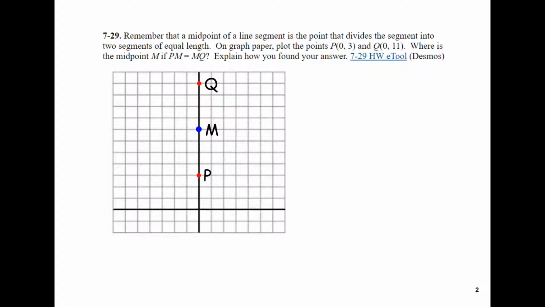7-29 says, remember that the midpoint of a line segment is the point that divides the segment into two segments of equal length. On the graph paper below, I plotted point P at the ordered pair 0, 3, and point Q at the ordered pair 0, 11. I then figured out where the midpoint was of these two. So half of 8 is where M is located, which is at the ordered pair 0, 7.